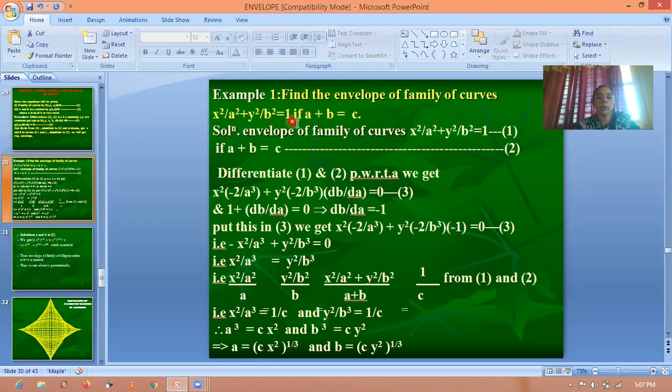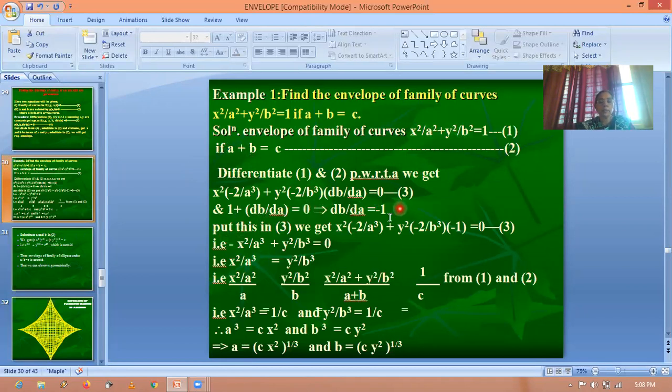So let us take first the envelope of the family of curves. We consider the given family x square by a square plus y square by b square equals 1, and a plus b equals c, which we take as equation 2. Then differentiate the first one with respect to a. x square is a constant, the differentiation of 1 by a square is minus 2 by a cube, and y square is constant, the differentiation of 1 by b square is minus 2 by b cube into db/da, and the right hand side is 0. Then you have to simplify. Similarly, differentiate 2 with respect to a: the differentiation of a is 1 plus the differentiation of b is db/da, and that is equal to 0.